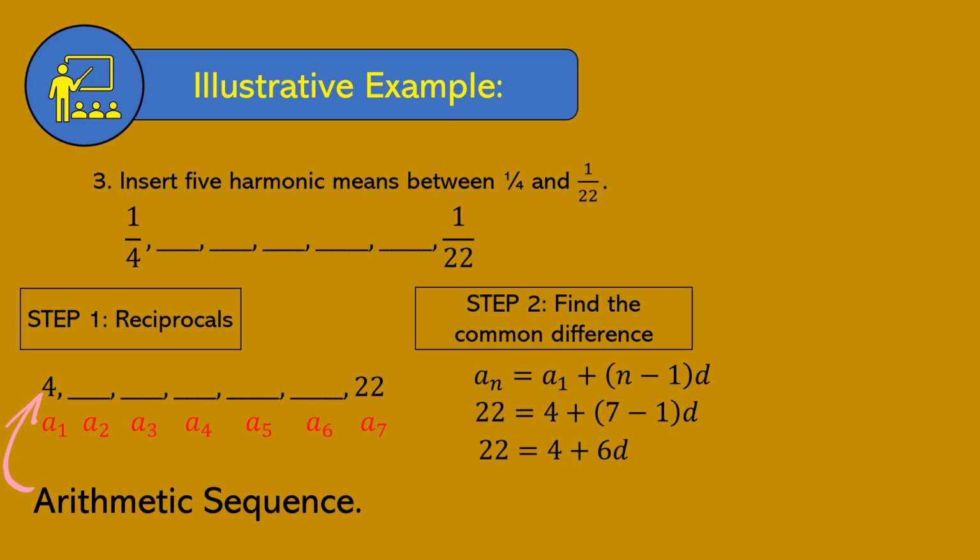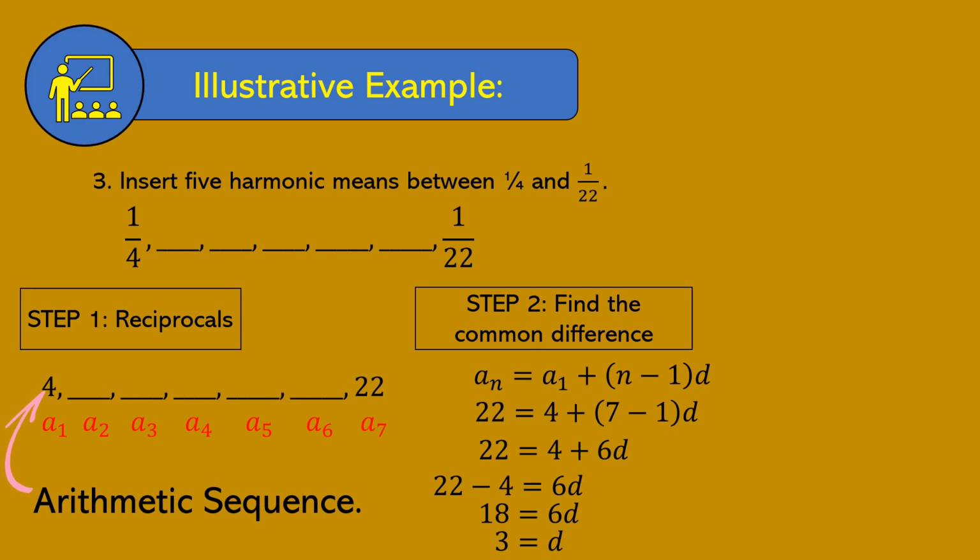After that, 22 equals 4, copy 4, plus 7 minus 1 is 6. 6 times d is 6d. So, transpose 4 to the other side. That becomes 22 minus 4, which is equal to 6d. 22 minus 4, which is 18, equals 6d. Then, divide by 6 on both sides. Therefore, your d is equal to 3. The common difference here is 3.